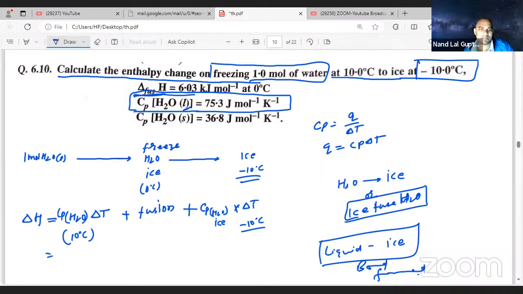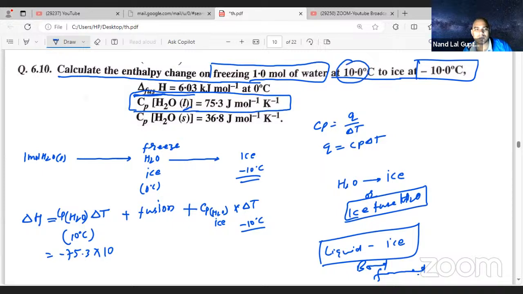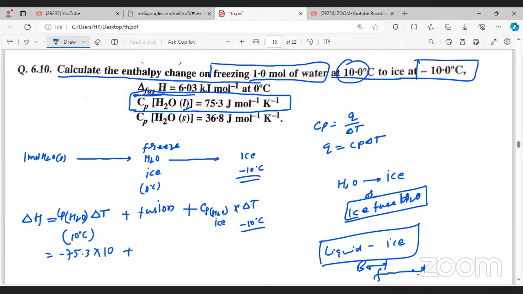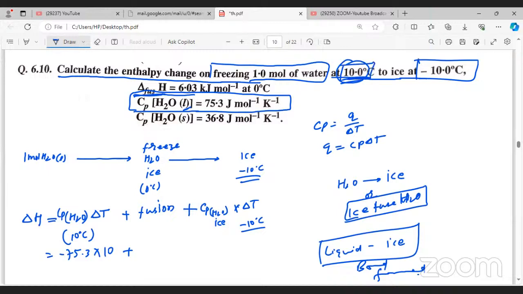So here, write the Cp value, what is there? 75.3 in negative terms. And here temperature is there. This is 10. Here they have said liquid is at what temperature? Initially they are saying 10 degrees centigrade. So 273 Kelvin will not be there, sir. 283 Kelvin, or we'll just write 10 degrees Celsius only, because water is already at 10 degrees C. What they ask: calculate the enthalpy change on freezing of 1 mole of water at 10 degrees C to -10 degrees C.